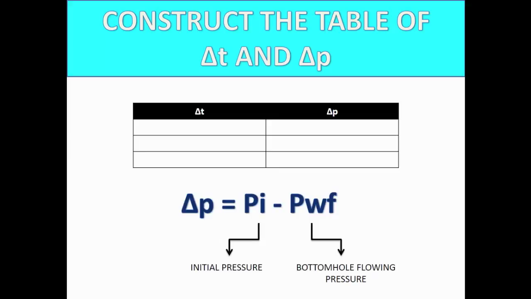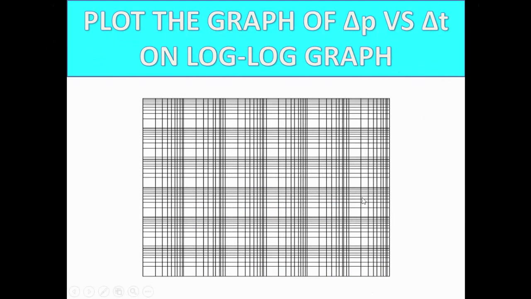The first step of this test is we have to construct a table of delta T time and delta P pressure. A set of data for delta T will be given and we need to calculate delta P by using this formula, which is delta P equals initial pressure minus bottom hole flowing pressure. The second step is we need to plot a graph of delta P versus delta T on a log-log graph after all the values needed are obtained.